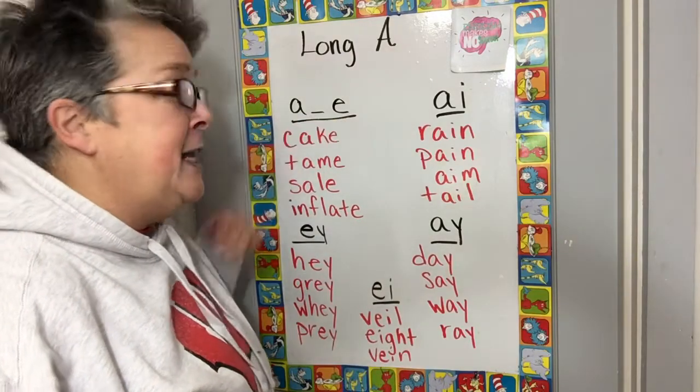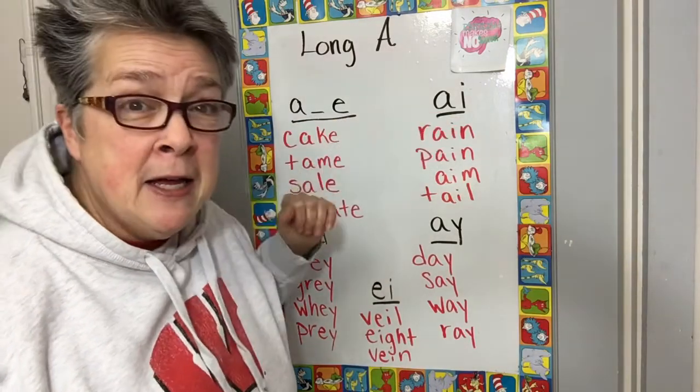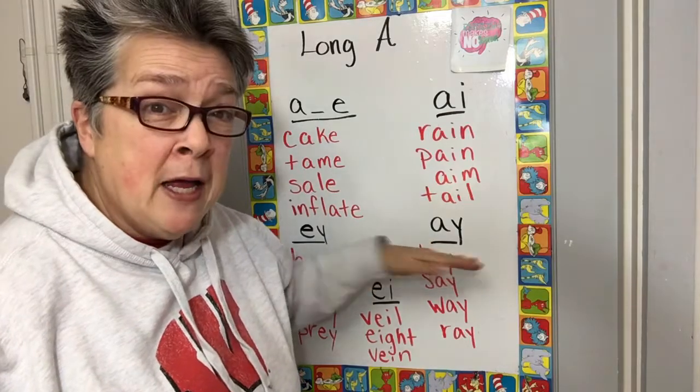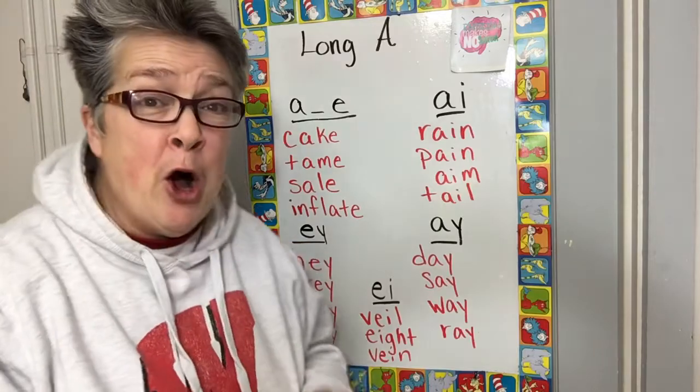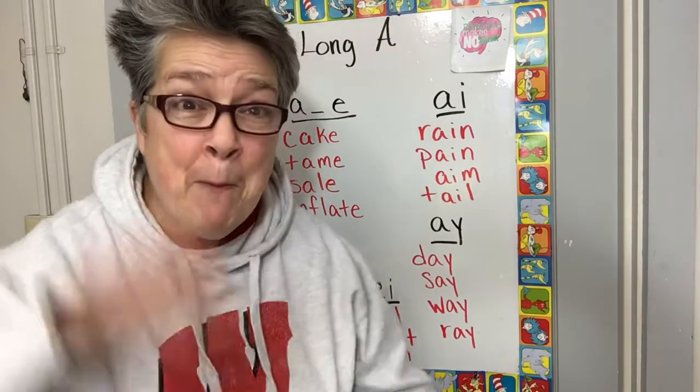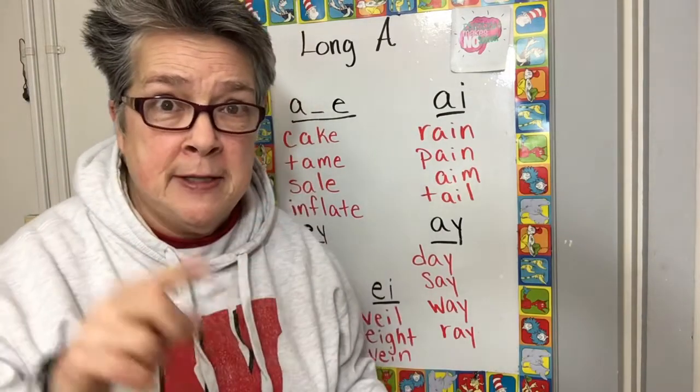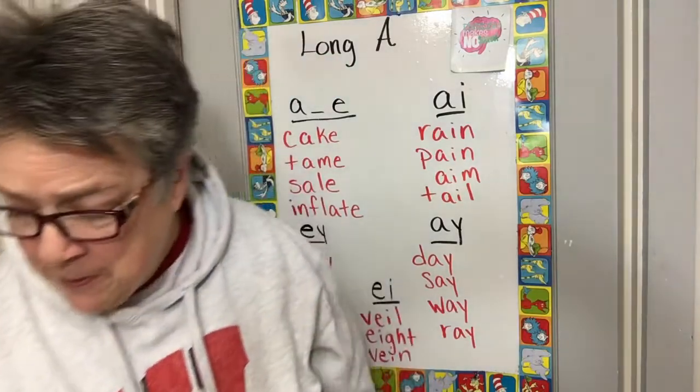Let's review. A consonant E. A-I. A-Y. E-I. And E-Y. All make the long A. But wait. W-A-I-T. Wait, there's more.